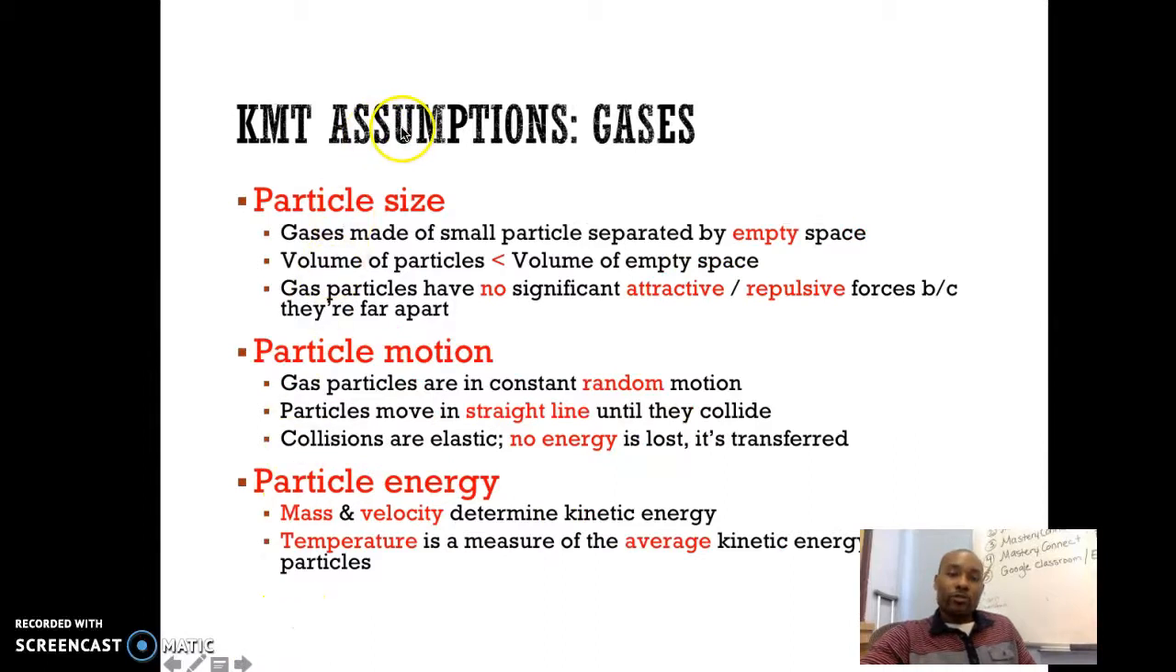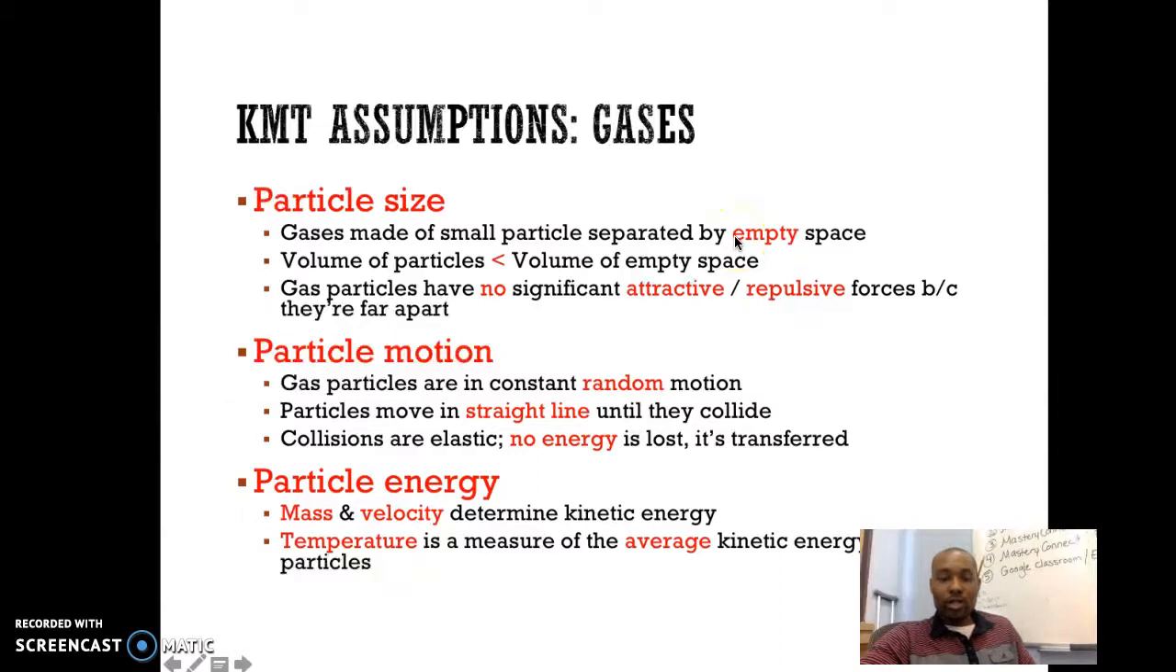Now, there are certain assumptions that are made to give us an understanding. So we're going to take a look at some of the assumptions that are made for gases, and KMT is short for kinetic molecular theory. Now, the assumptions that are made have to do with the particle size, the particle motion, and the particle energy. And the assumptions regarding the particle size are that gases are made of small particles separated by empty space.